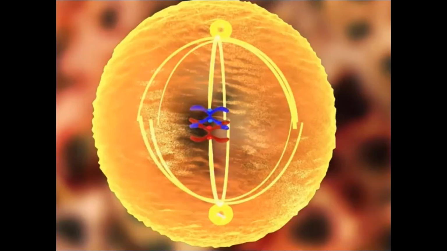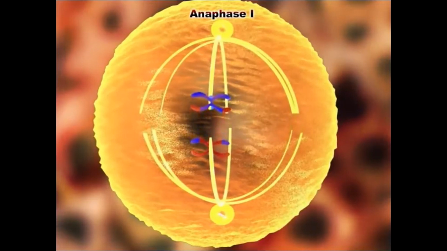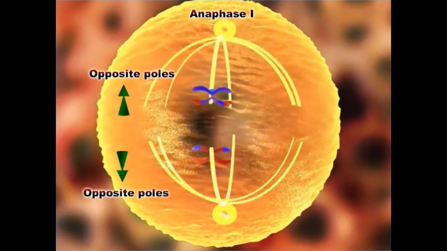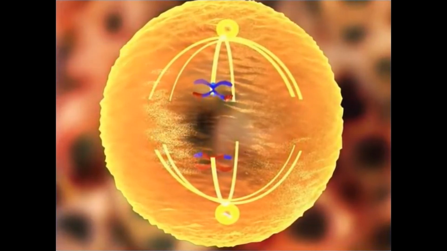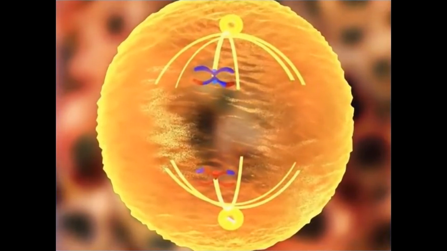The metaphase 1 is followed by anaphase 1. During anaphase 1, the homologous chromosomes separate out and move to opposite poles with shortening of the microtubules. The sister chromatids, on the contrary, remain attached at the centromere.